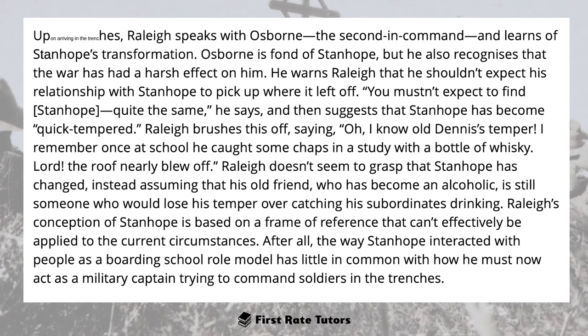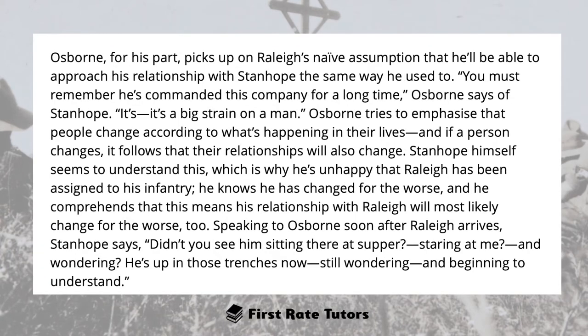Now, Raleigh doesn't seem to grasp that Stanhope has changed, instead assuming that his old friend, who's become an alcoholic, is still someone who would lose his temper over catching subordinates drinking. Raleigh's conception of Stanhope is based on a frame of reference that can't effectively be applied to the current warlike circumstances. After all, the way Stanhope interacted with the people in boarding school as a role model has little in common with what he must now act as, which is a military captain trying to command soldiers in the trenches.